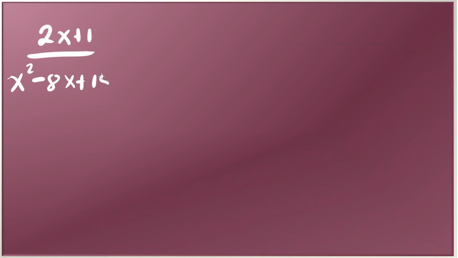Let's say we have 2x plus 1 over x squared minus 8x plus 15. Let's check first if the degree of the numerator is less than the degree of the denominator. So that's 1 and this is 2. Since the degree of the numerator is less, we can go ahead and set up our partial fraction. The thing is, this denominator is not factored. So what we do is go ahead and factor it if it's factorable.